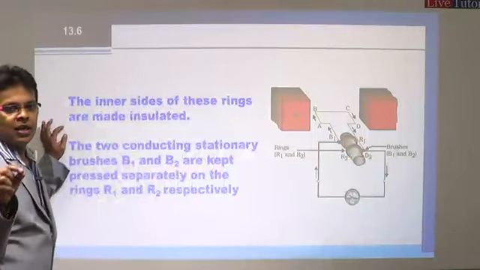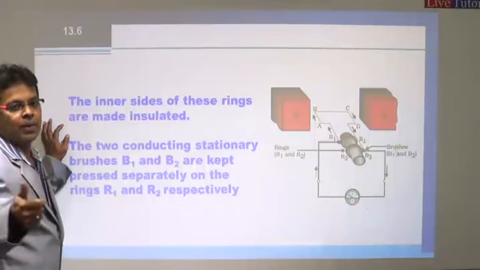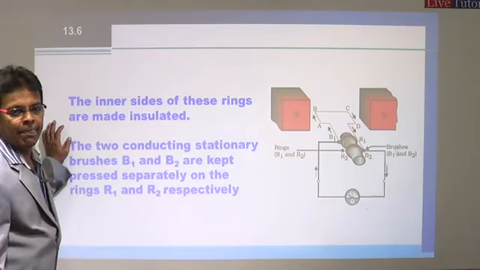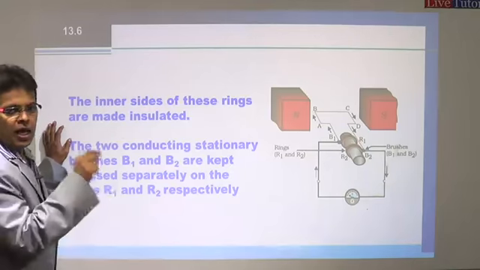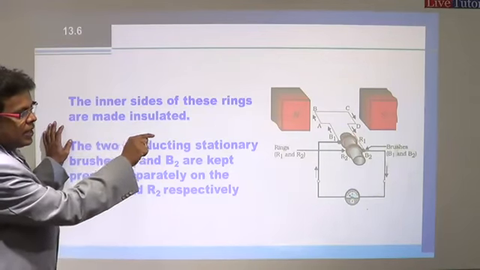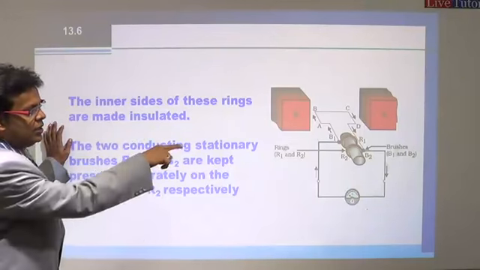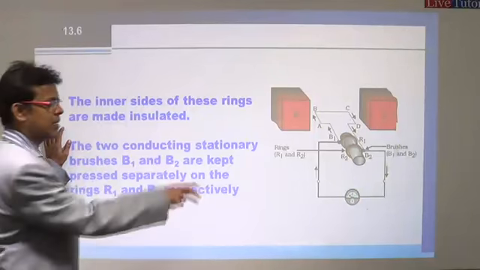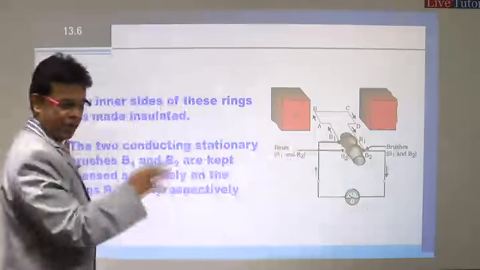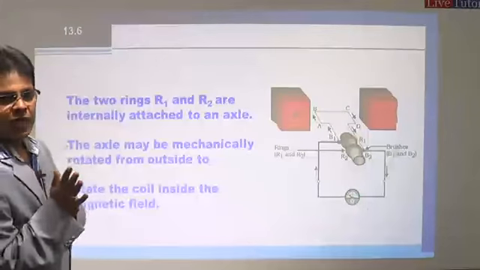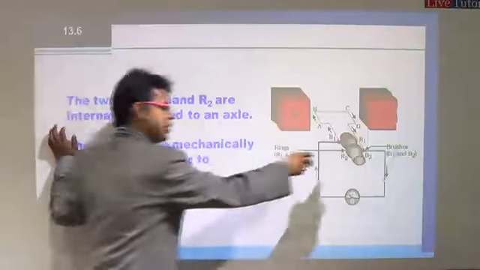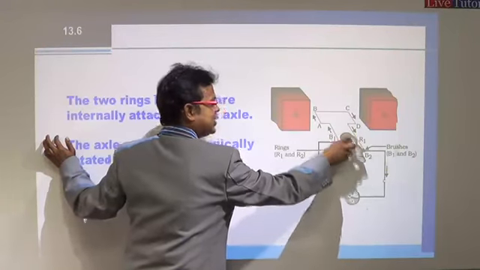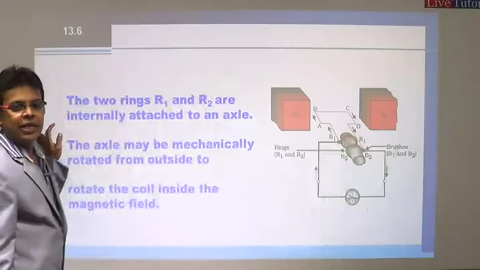After long use, these brushes may get worn out. After some time it may not work, and at that time they will change them. So ring R1 is in connection with brush B1, and ring R2 is in connection with brush B2. Both the rings are pressed against both the brushes. Now what happens, let us see. I already told you the rings are insulated, but they are connected to this axle. Do you know why they are connected to the axle?